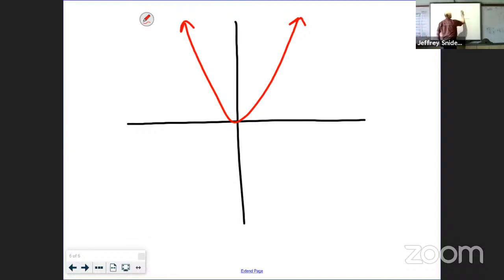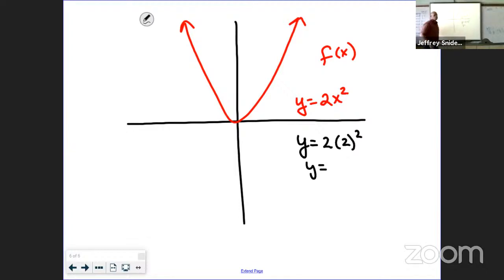Okay? If this is f of x. What do you remember about quadratics? Especially this kind here, like this one right here. Let's just say this is y equals 2x squared. If I put in y equals 2 times 2 squared, where would I be at? 8, right? So if I went ahead and said here's 2, then this would be 8 roughly. This is at 2, 8.